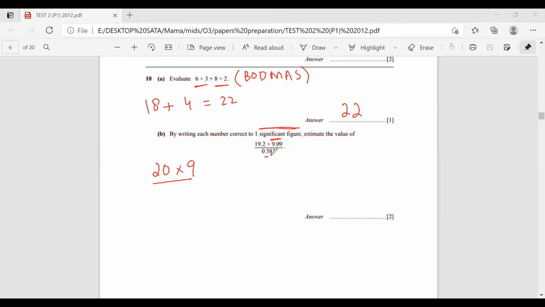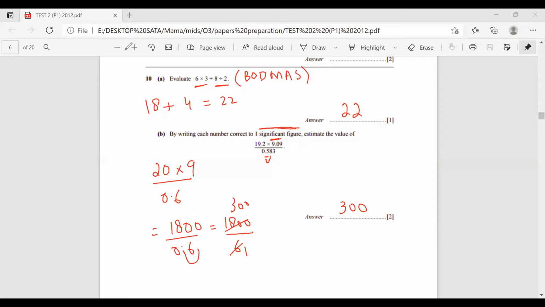Just round off the 8, and it will become 0.6. So 20 times 9 will give me 180 upon 0.6. To solve it, you have to move the decimal to the right-hand side and add 0 in the numerator. After that, the improper form is 1800 upon 6. After cancellation, you will get the answer 300. My final answer is 300. Is it clear?